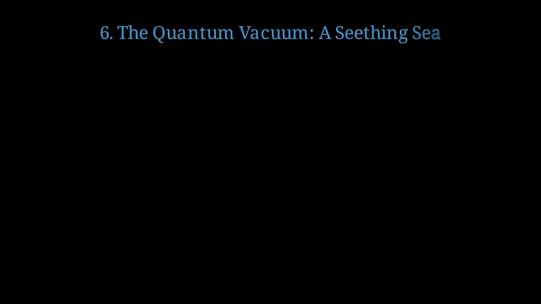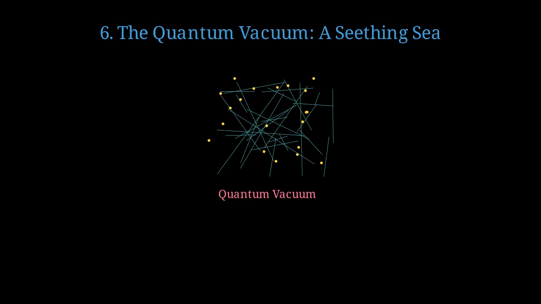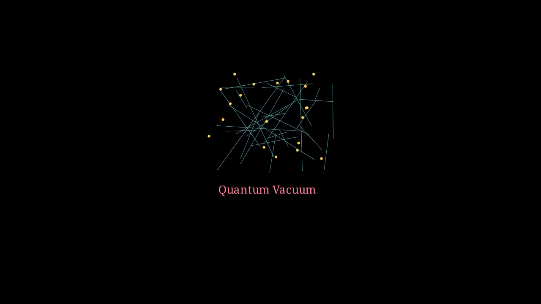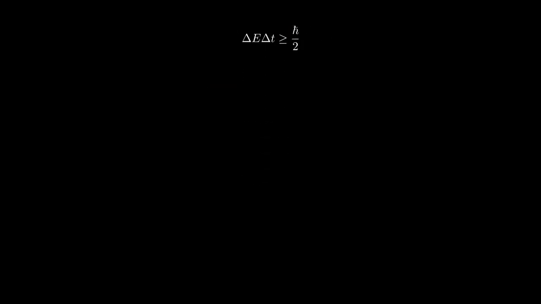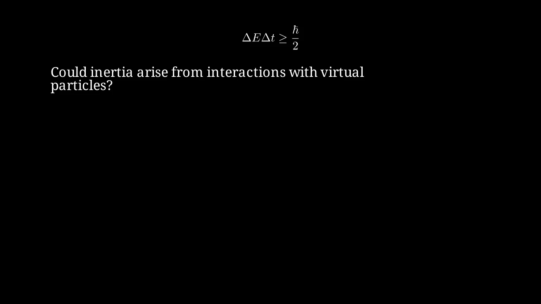Modern physics reveals that empty space isn't empty at all. The quantum vacuum is a seething sea of virtual particles constantly appearing and disappearing. According to quantum mechanics, particle-antiparticle pairs spontaneously appear and annihilate in incredibly short times. Heisenberg's uncertainty principle allows energy fluctuations for short times. Delta E times delta t is at least h bar over 2. Here's a wild idea. When you accelerate an object, does it interact with all these virtual particles in the vacuum?